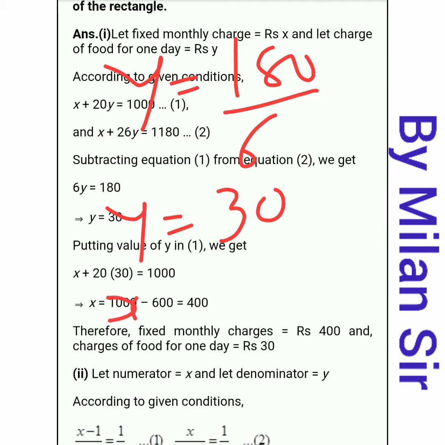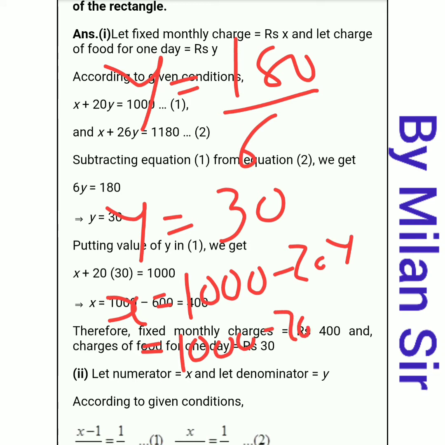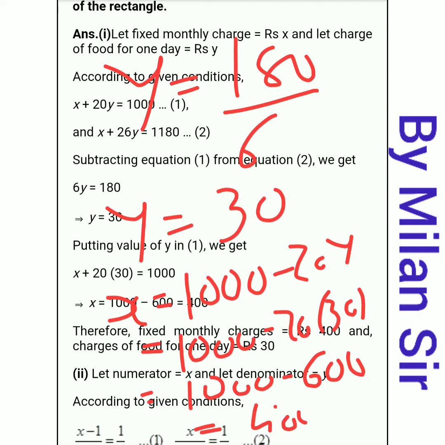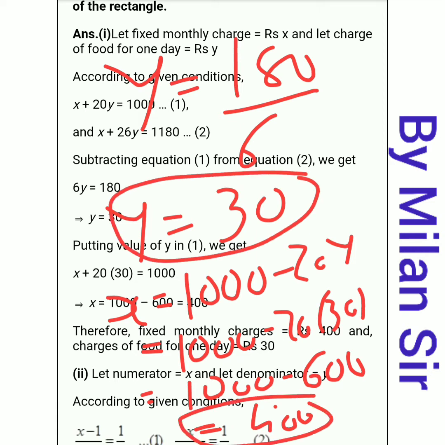Our equation number 3 is x is equal to 1000 minus 20y. So just put y equals 30 here. Okay, so 1000 minus 30 into 20, that is 600, and 1000 minus 600 is 400. So y is equal to 30, x is equal to 400. This is our solution of these equations.